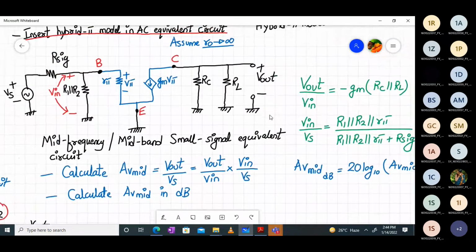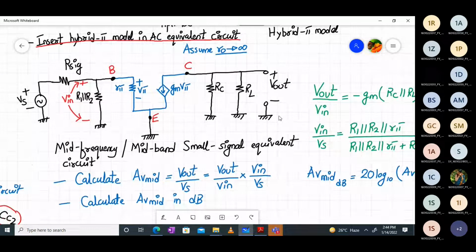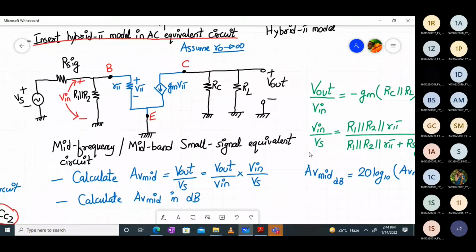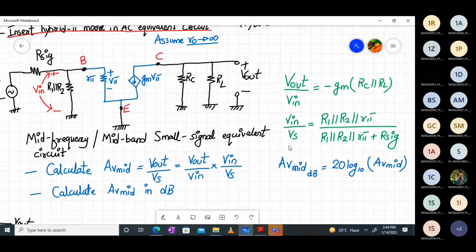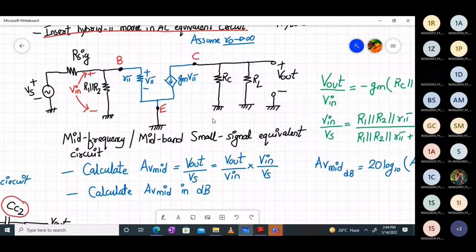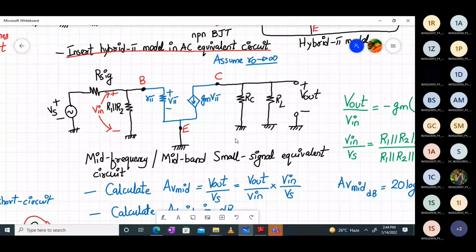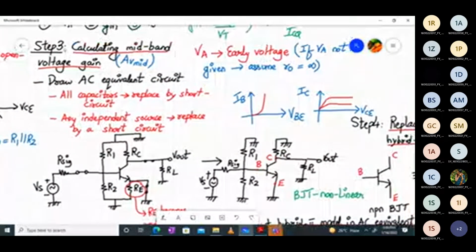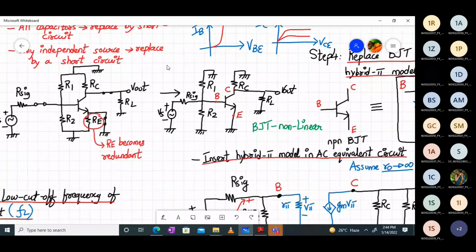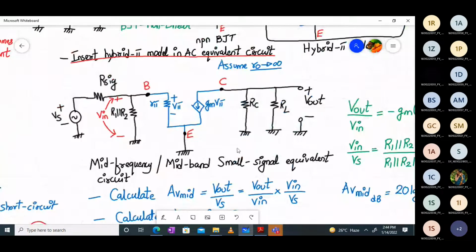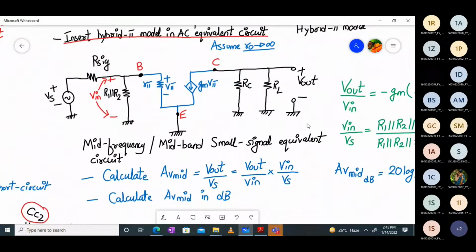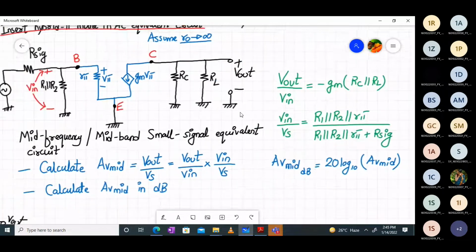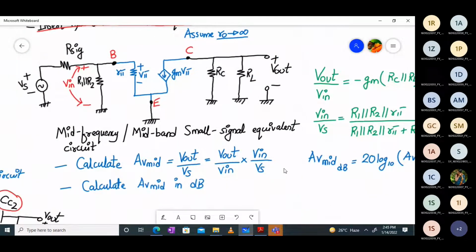Okay. So the ultimate aim of drawing the mid-band or mid-frequency small signal equivalent circuit is to calculate the voltage gain, right? It's always good practice to draw the mid-band small signal equivalent circuit. So you don't have to do this much in the numerical. I have written this for your reference. In the numerical, when we write step 3, you should be capable enough to draw this mid-frequency small signal equivalent circuit directly. No need for any explanation. You should know the formula, right? Or you can derive it very quickly and find out the voltage gain.